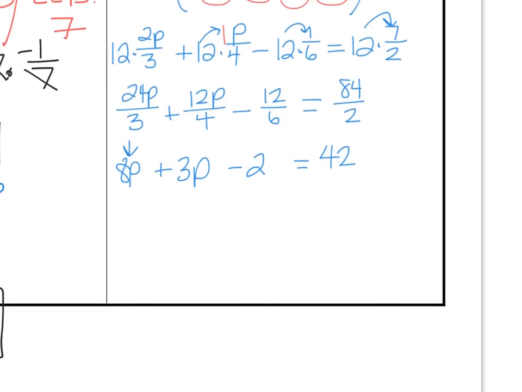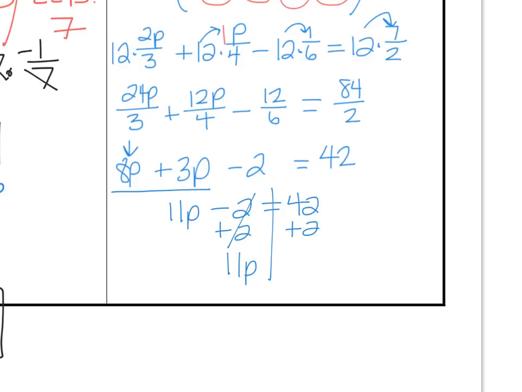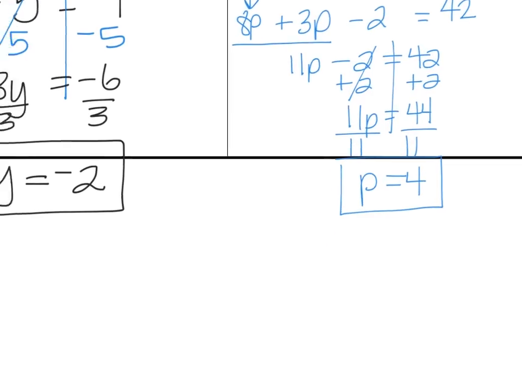Now we can go ahead and combine like terms. 8p plus 3p is 11p, minus 2 equals 42. Add 2 to each side. We get 11p equals 44. Divide by 11, and we get p equals 4. And you can do this without getting rid of the fractions, it just makes things a lot more complicated. So look for the least common denominator, or the LCM of the denominators, and then just use the distributive property to multiply it out.